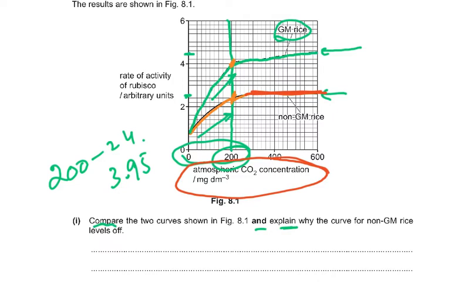So the explanation is that you have to give me something which is a little bit of biology. At this point, when it levels off, because it said explain why the curve for non-GM rice levels off. It levels off because now carbon dioxide is no longer the limiting factor. Whatever is on the x-axis becomes no longer the limiting factor. Or you can say light intensity is limiting, or temperature is limiting, or rubisco active sites are saturated, or you can say less RuBP is available. So a lot of mark scheme points which you could have given me.